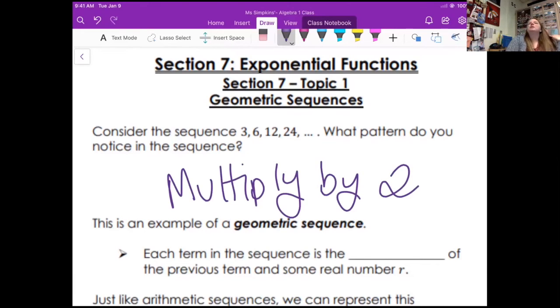So if you're multiplying, it's called a geometric sequence. So adding and subtracting is arithmetic, multiplying is geometric. And that's when you take the numbers and you're talking about the product of the previous number and some number here. So the common ratio between this would be 2.